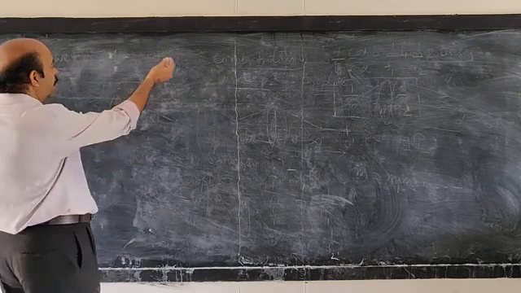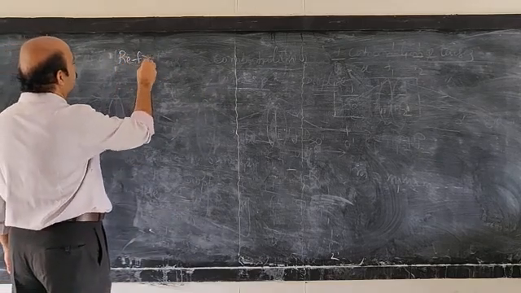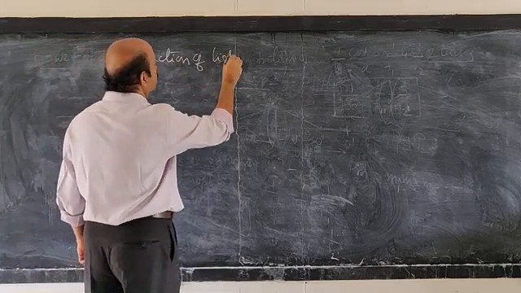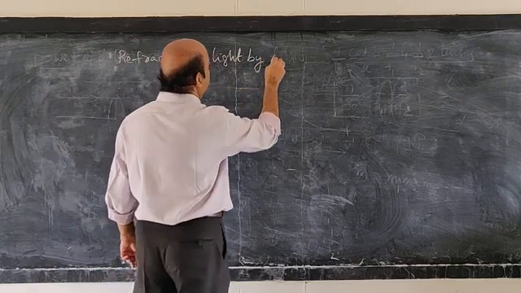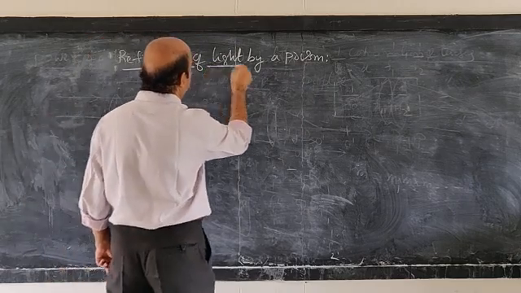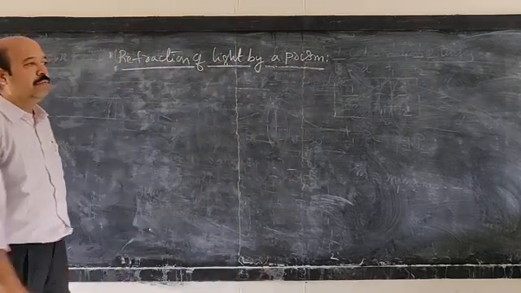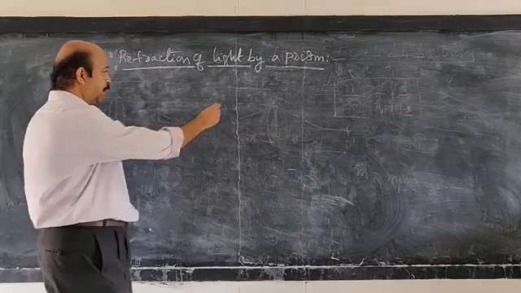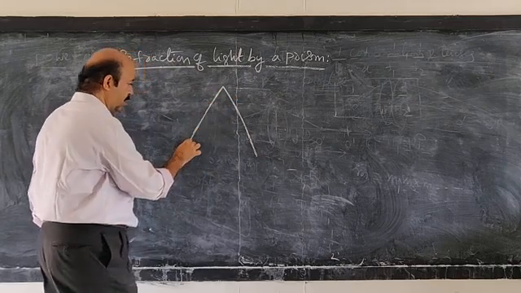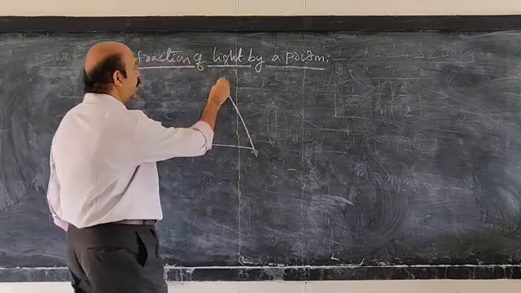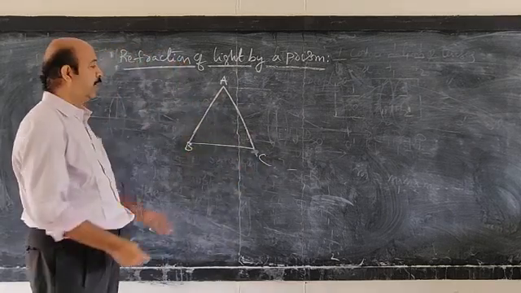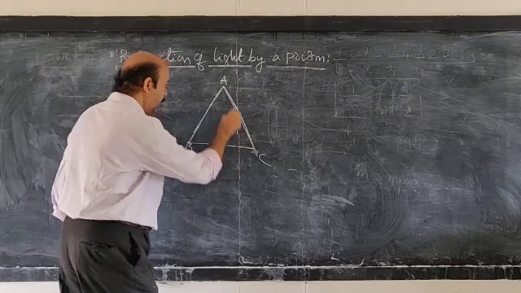Now we will discuss refraction of light by a prism. So here we consider a prism. The cross section of the prism is shown like this. So this is the prism, and AB and AC are the two refracting faces. This one, this one.